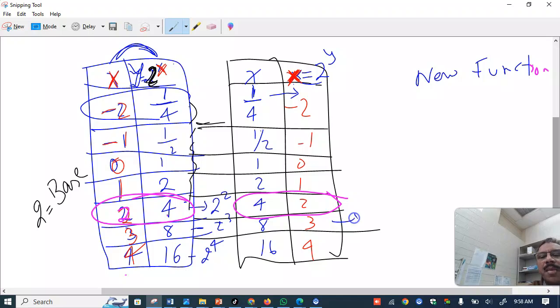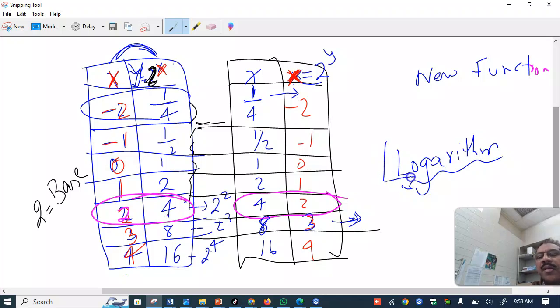So in this example, we need to create a function. What is that new function? That's what we are thinking. The mathematician by the name Logarithm decided, he said, let me create a function that takes 8 back to 3.